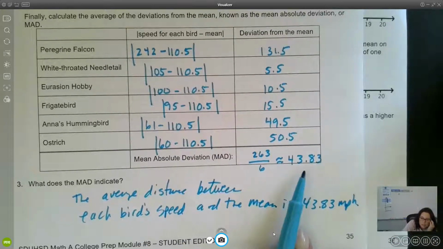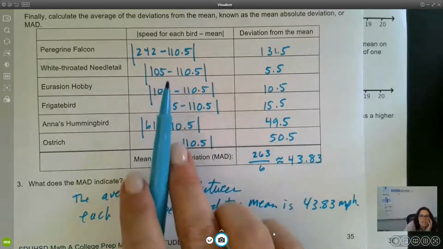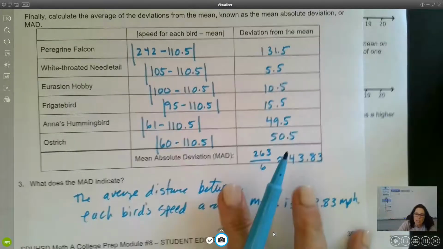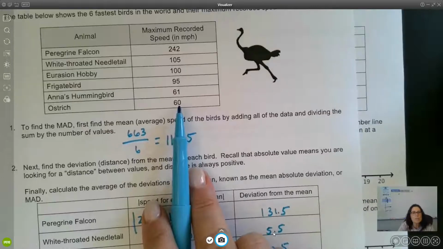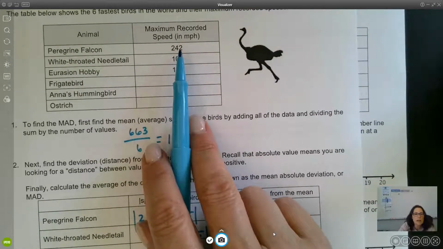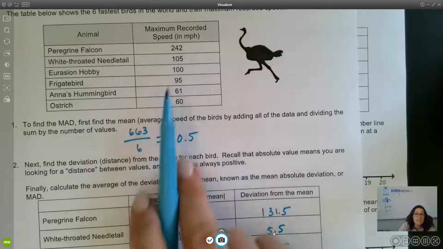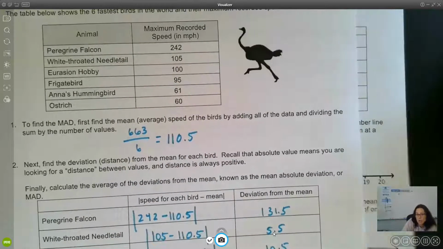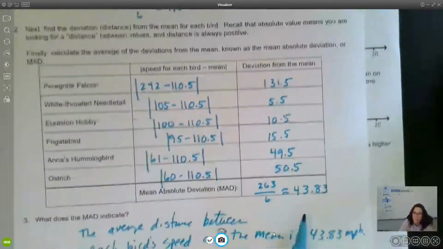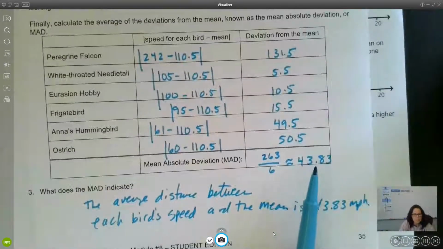We want this number to be the lowest possible number, and that means that the data is less spread out. If you look at this data, it's pretty spread out. The lowest is 60 miles an hour and the highest is 242 miles an hour. That data is pretty spread out, so we can expect a higher, a larger MAD, which that is.